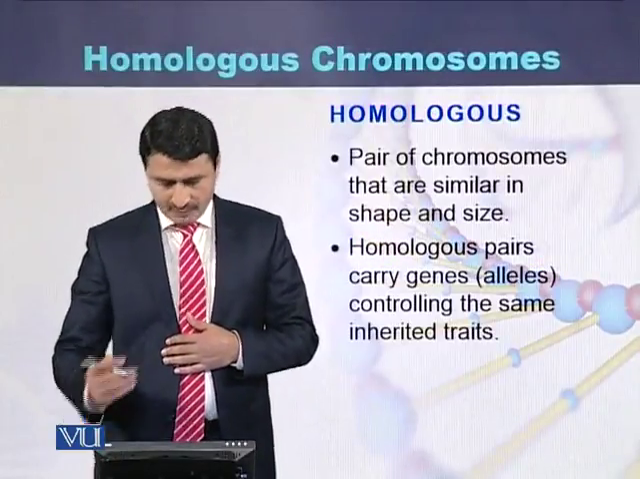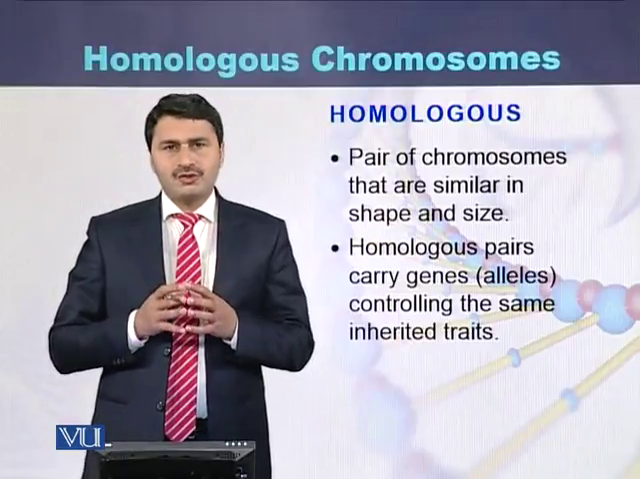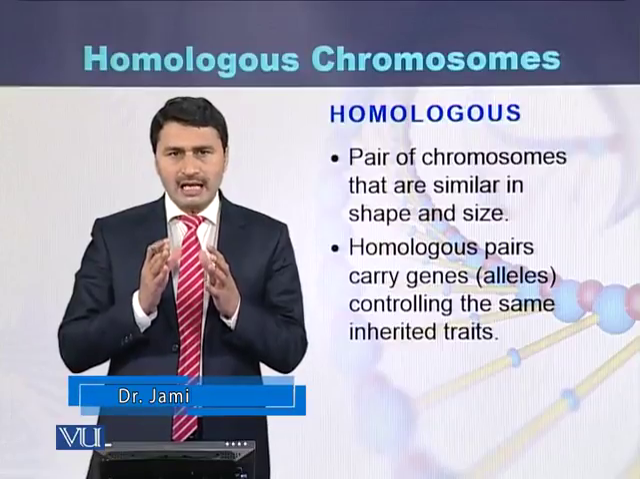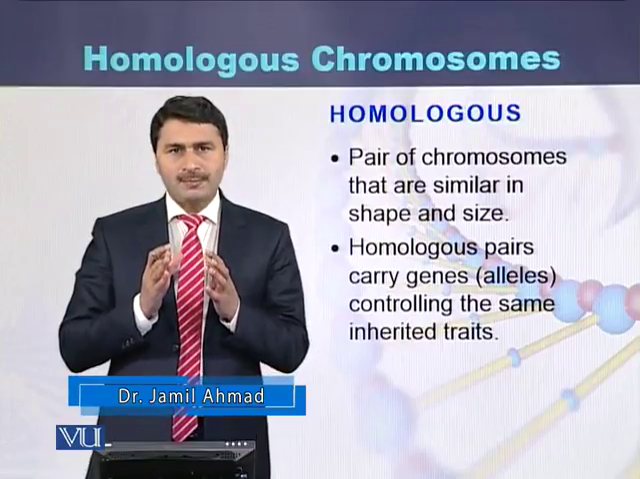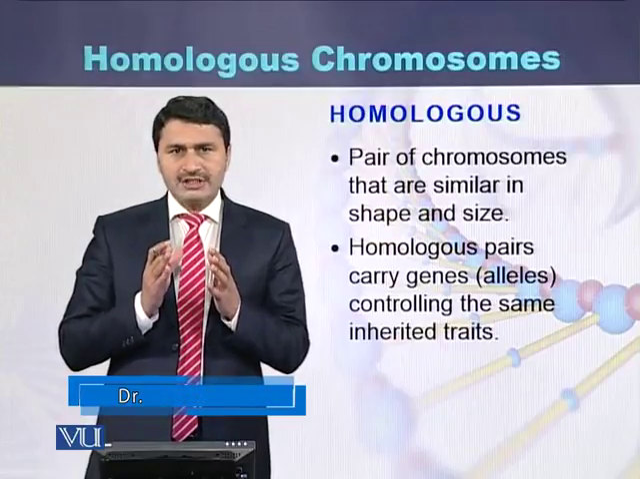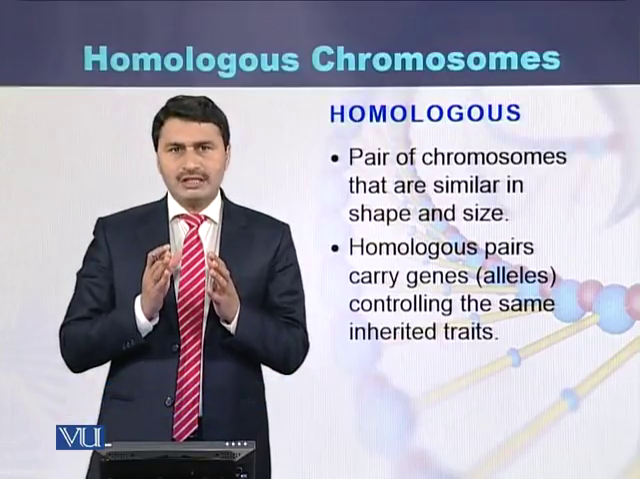Homologous chromosomes. A pair of chromosomes which are similar in size and shape are called homologous chromosomes. Genes are present on the chromosomes. Each gene consists of two alleles.